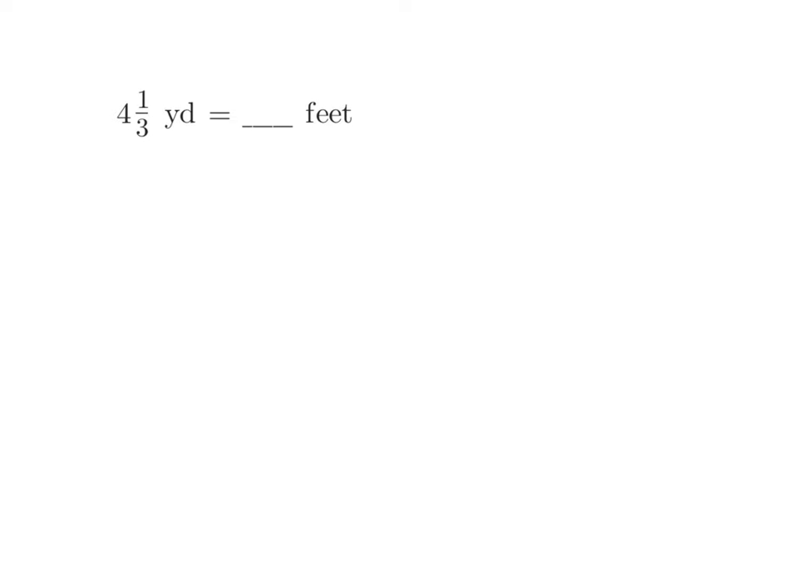We want to find out how many feet are in 4 1/3 yards. So let's follow our same step. Our original units are yards, and we're trying to get them to be feet. So we're going to start off by writing 4 1/3 yards equals 4 1/3 times 1 yard.